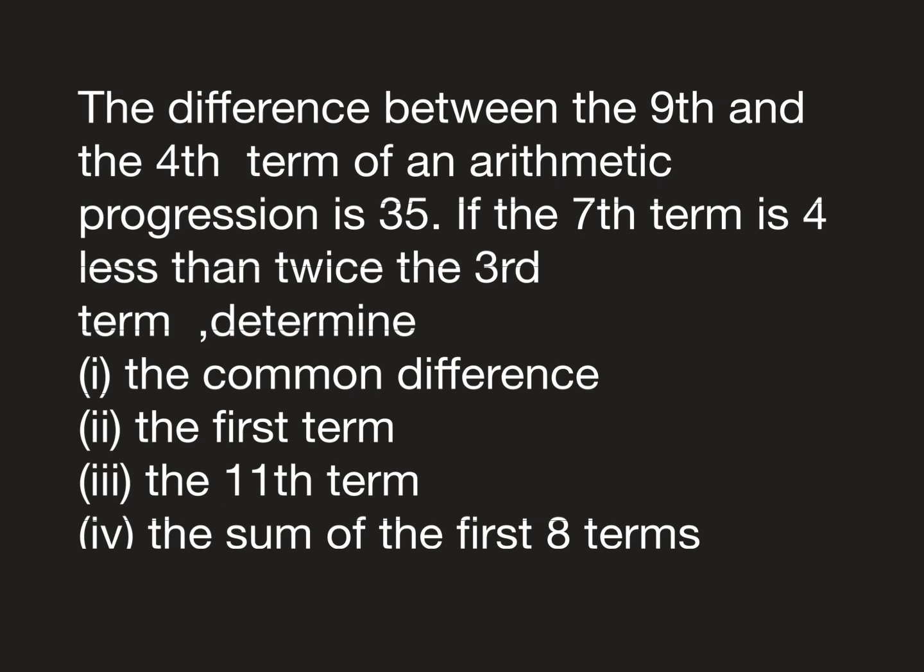Okay, the next question here we have is, as I read, the difference between the 9th and the 4th term of an arithmetic progression is 35. If the 7th term is 4 less than twice the 3rd term, determine the common difference, the first term, the 11th term, the sum of the first 8 terms. Solution.